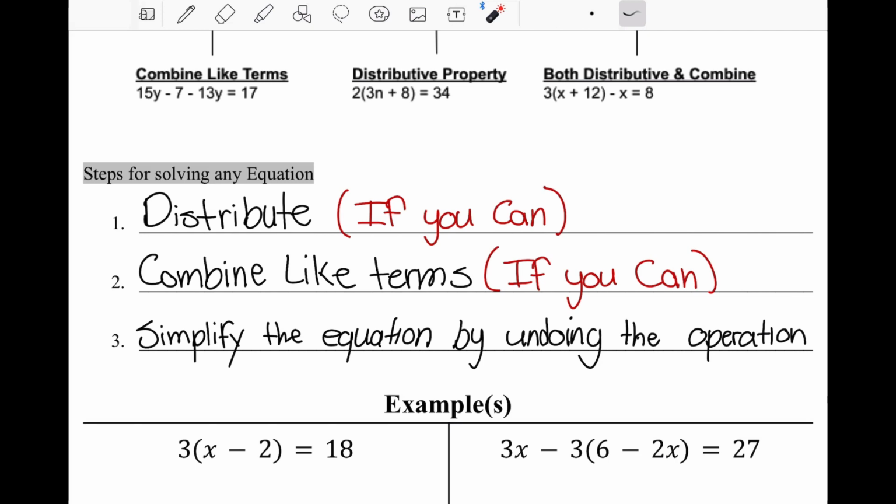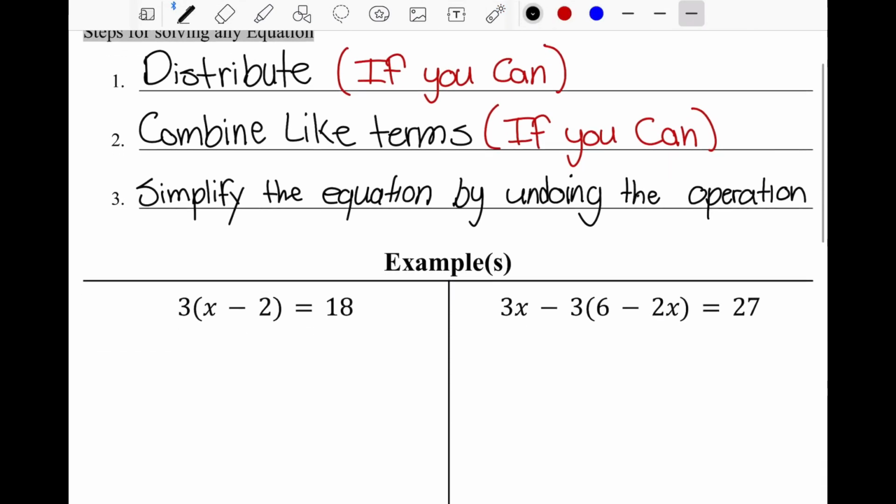After that, we combine like terms. Remember, you can only combine like terms if you have something that has the same variable, or you have constants that don't have a variable behind it. And the last thing we're going to be doing when we solve these problems is simplifying the equation by undoing the operation, meaning doing the opposite of what is left after we distribute and combine like terms. Okay, so let's look at our first example.